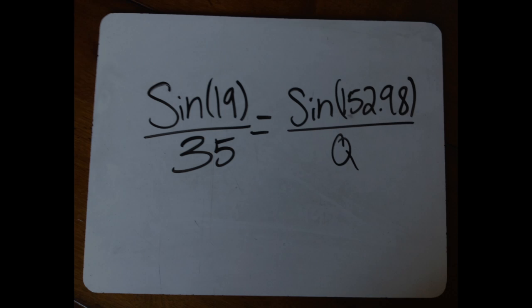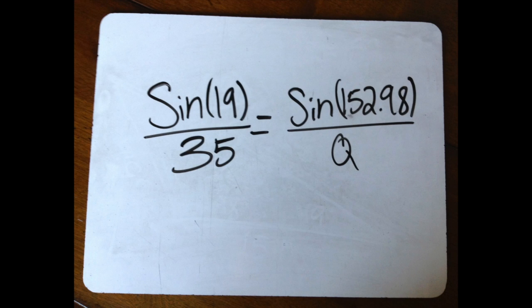Then you have all three angle measurements and only one side length to solve for, side q. We can use law of sines again. Then we set up our proportion with our incomplete and complete fractions, our complete fraction being sine of 19 over 35, and our incomplete fraction being sine of 152.98 over q. These side and angle measurements are directly opposite from each other, as they must be.